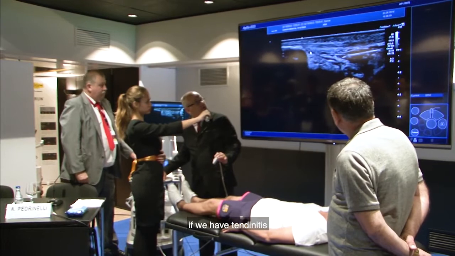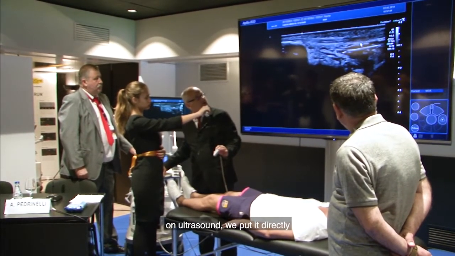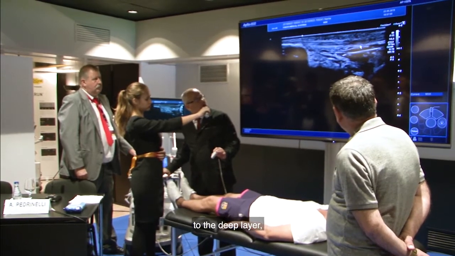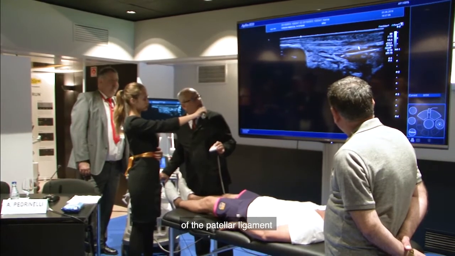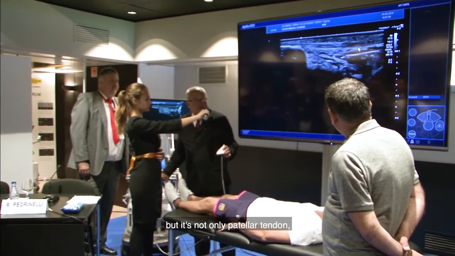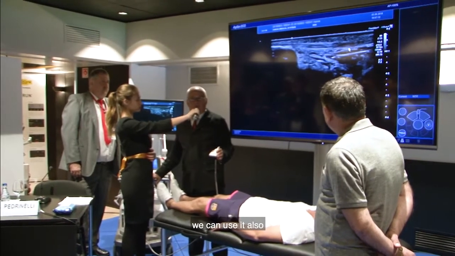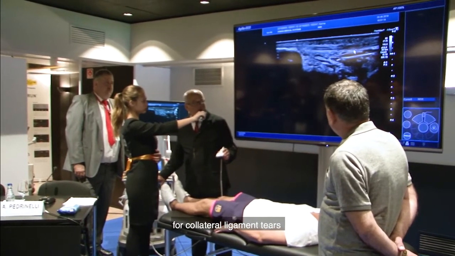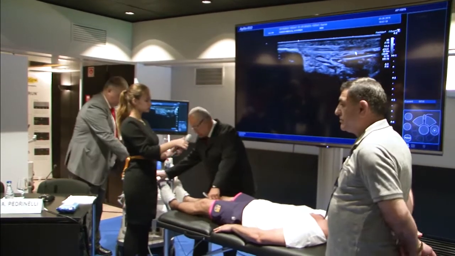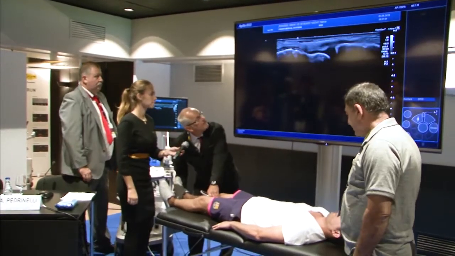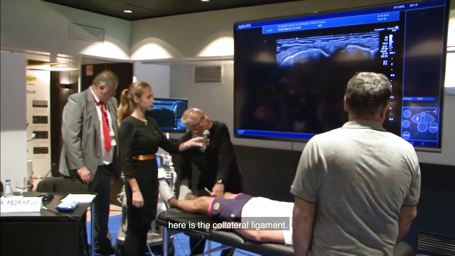If we have tendinitis, as we can see it on ultrasound, we put it directly to the deep layer, that means the dorsal layer of the patellar ligament. But it's not only the patellar tendon, we can use it also for the collateral ligaments, which are very well visible on ultrasound. Here are the menisci, and here is the collateral ligament. Can we stop it?